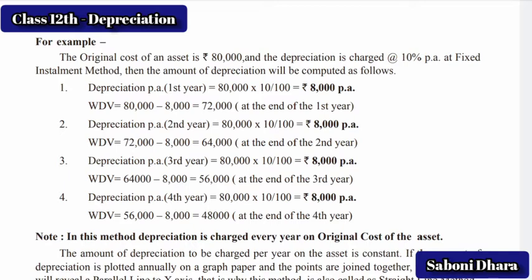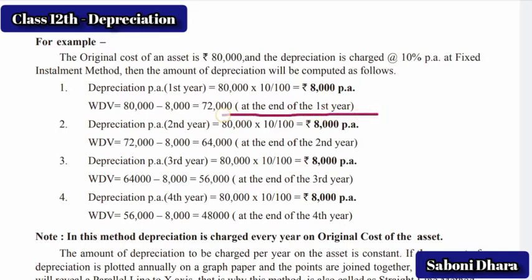So here what they are talking about is that the original cost of the asset is 80,000 and the depreciation charged is 10% per annum at fixed installment method. In this particular method, depreciation for the first year will be 80,000 multiplied by 10%, that is 10 upon 100. So we are getting 8,000 per annum. With the WDV, written down value method, 80,000 minus 8,000 will give you 72,000.